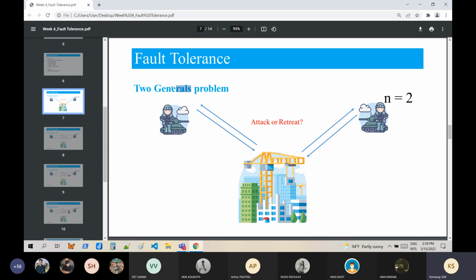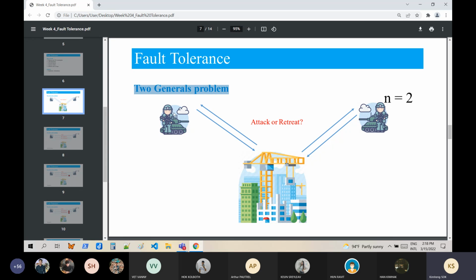So general means the one who controls a lot of army. Okay, so we have two generals, which means we have two armies. And then these two armies want to attack a city, and that city is called the Byzantine Empire. Okay, so when we have two armies wanting to attack the city, how do the two armies agree with each other? Okay, so that is called the two generals problem. And we will see that if the two armies join forces together to attack the city, they will win.